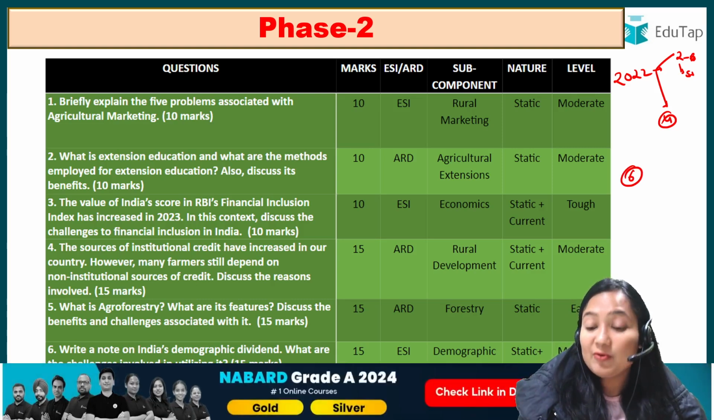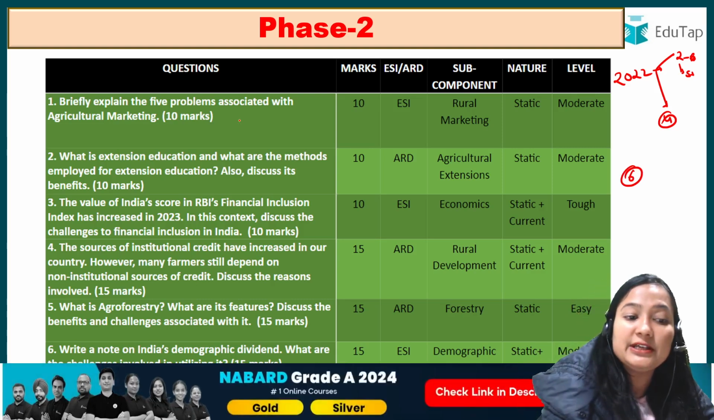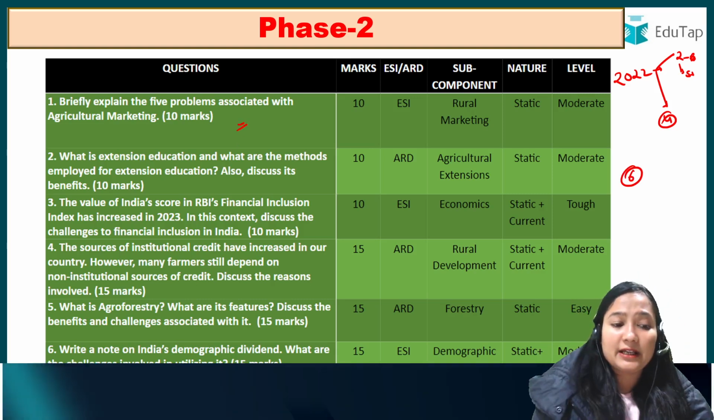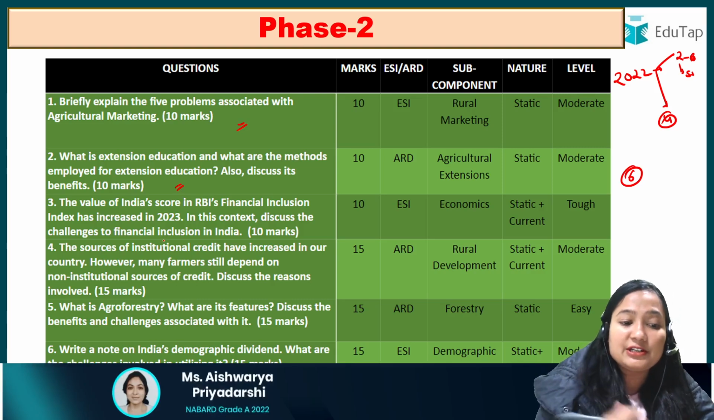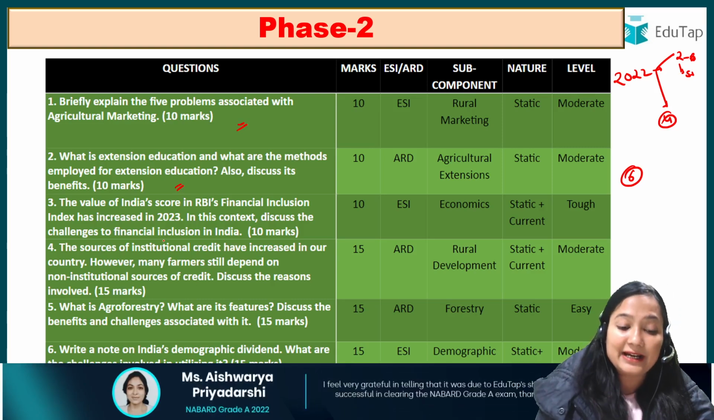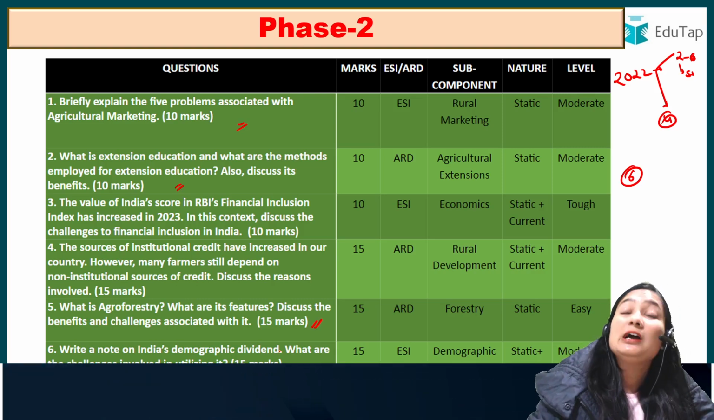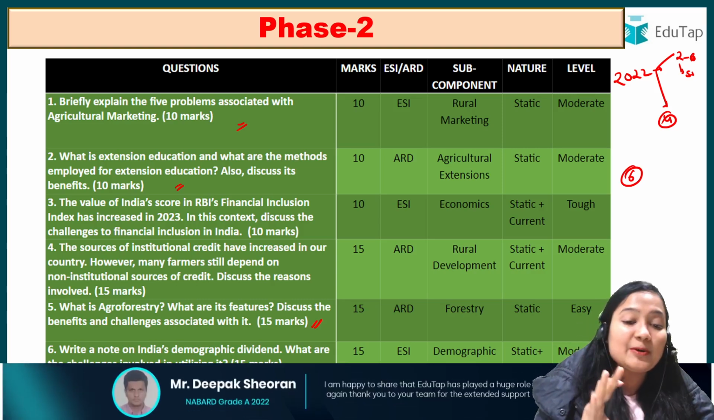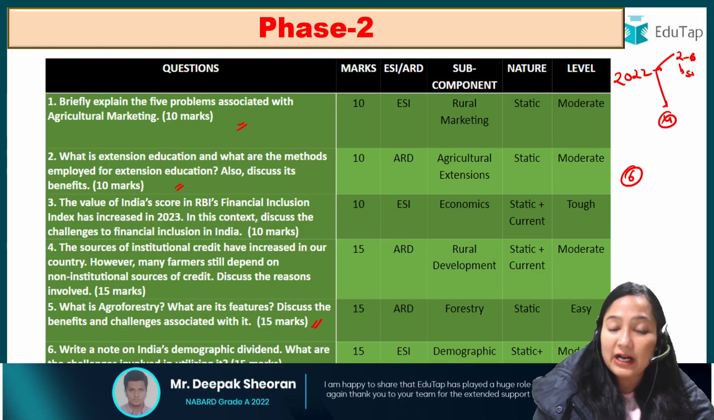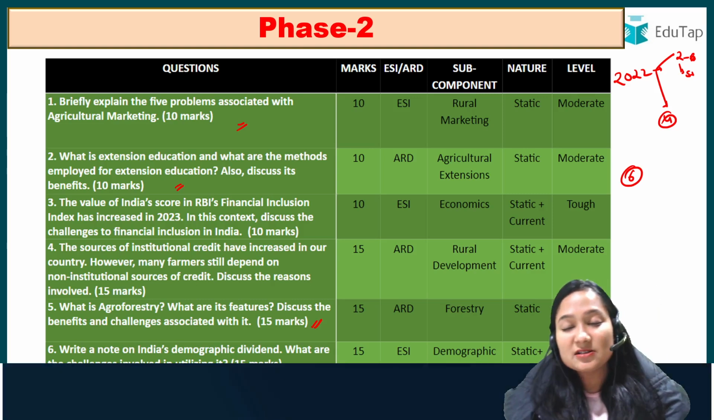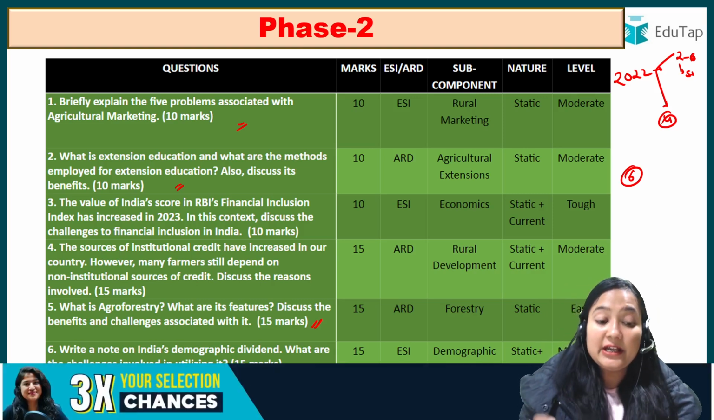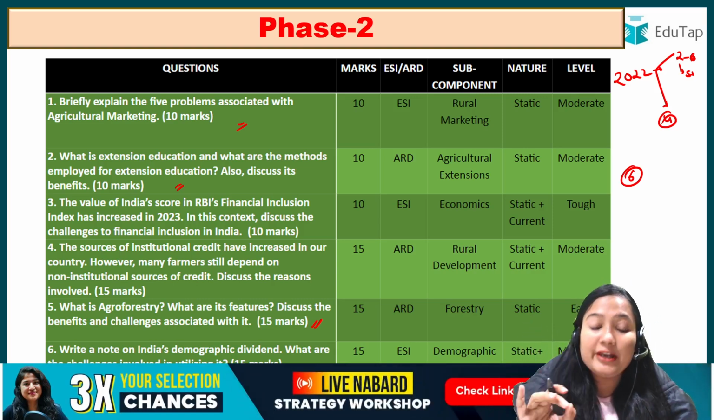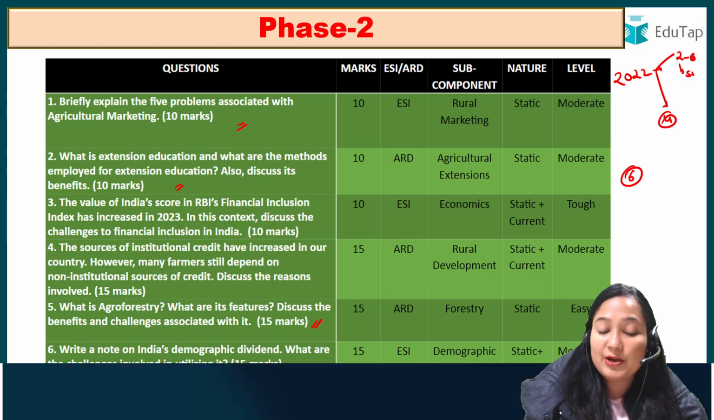part. Some were 100% static, as you can see in this particular question. Agriculture marketing, completely static. If we talk about extension education, its feature also completely static. If we talk about agroforestry, completely static, right? So they were 100% static. Although the other questions that you are able to see are somewhat a combination of static and current, they also required you to have a good knowledge of the static part of the question that is asked.